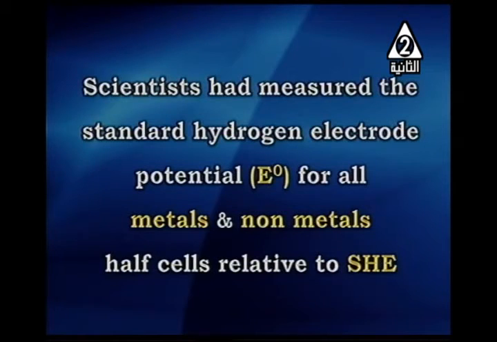Scientists measured the standard hydrogen electrode potential, E0. It means the electric energy produced from the SHE, the standard hydrogen electrode, is equal to 0 for all metals and non-metals. So the half cell is relative to the SHE. If I need to know how many volts each element or each metal has, I must dip it inside a solution of its compound or its salt, for example, sodium in a sodium salt solution.